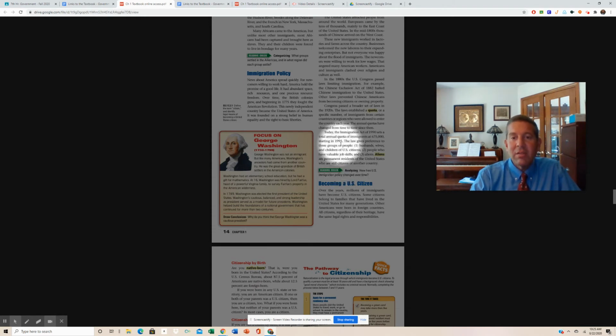Currently, the US law is really controlled by the Immigration Act of 1990. So we have a quota of 675,000 immigrants who can come to the United States legally every year. The law gives preference to three groups of people: husbands, wives, and children of US citizens, people who have valuable job skills, and aliens.